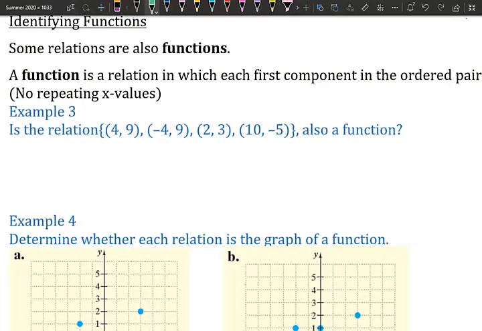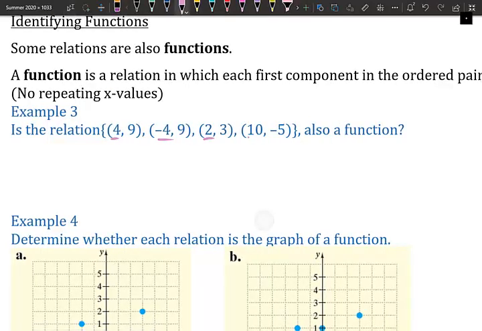So let's look at all of our x's. We have 4, -4, 2, and 10. None of those are the same, so no x values repeat. Since that's the case, it is a function. So is it a function? Yes, it's a function.